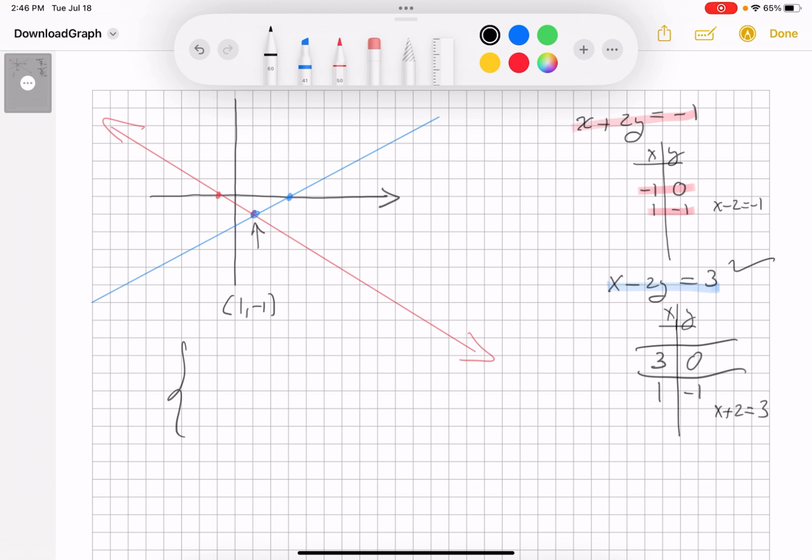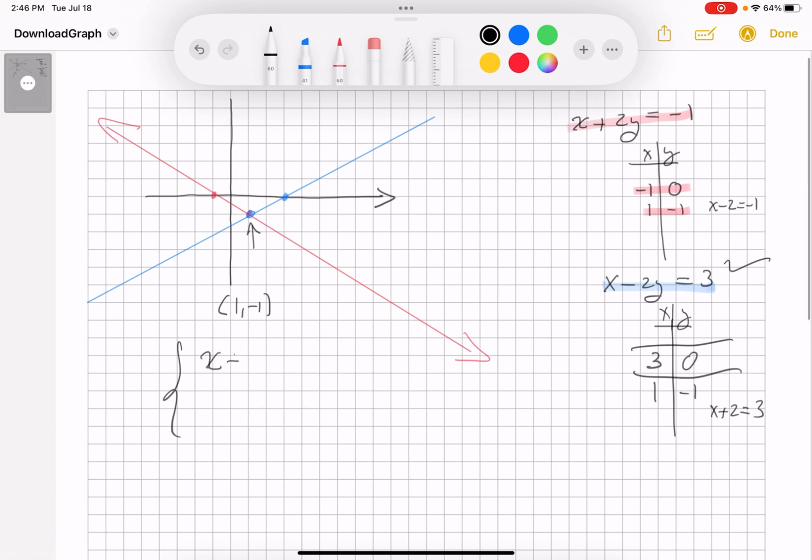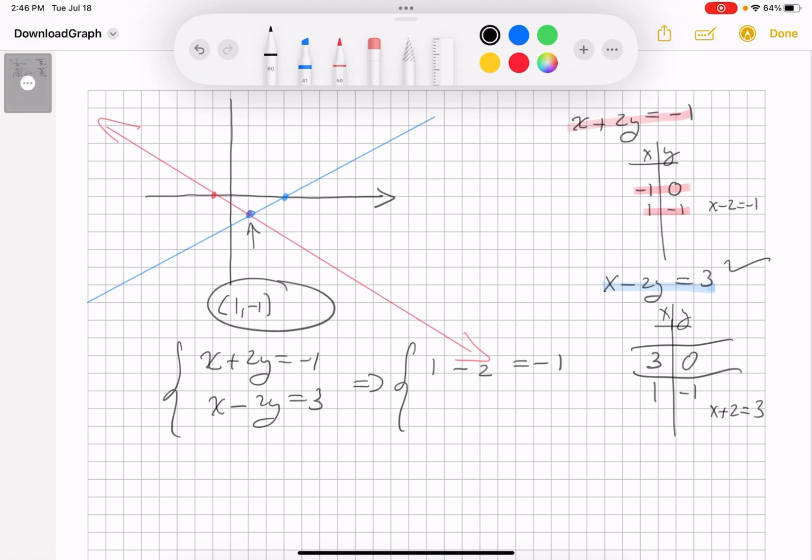I want to check it in the original system. The original system was x plus 2y is equal to minus 1, and the second equation was x minus 2y is equal to 3. Well, let's just check it. How do you do that? You have to plug it in. What do you get? 1 minus 2 equals minus 1. We're plugging this point in, by the way. What's the other one going to be? You're going to get 1 plus 2 is equal to 3. Do they make sense? Well, 1 minus 2 is minus 1, and 1 plus 2 is 3. So this here is the point of intersection. How do we do it? We graphed it, but we also checked it. Thank you.